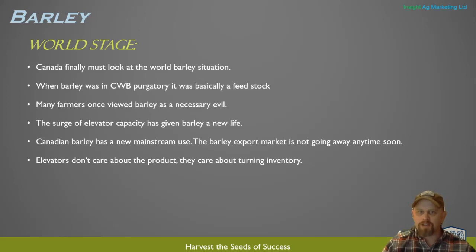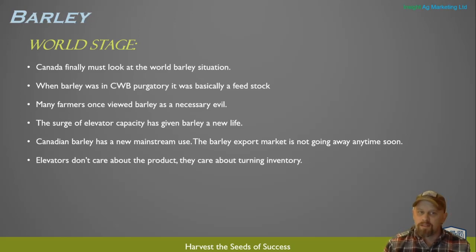It wasn't too long ago when barley was in wheat board purgatory, and it was basically a feedstock, and nobody even cared about barley, right? A lot of farmers viewed it as a necessary evil. Obviously it depends where you were, but it was a rotational crop. That's changed since all these elevators have moved in. We've got G3s moved in, Pattersons, P&Hs, Cargills, JRIs. They're all getting pretty aggressive on this, and they have an export program. So that's why we've all of a sudden got to consider this world barley scenario, right?